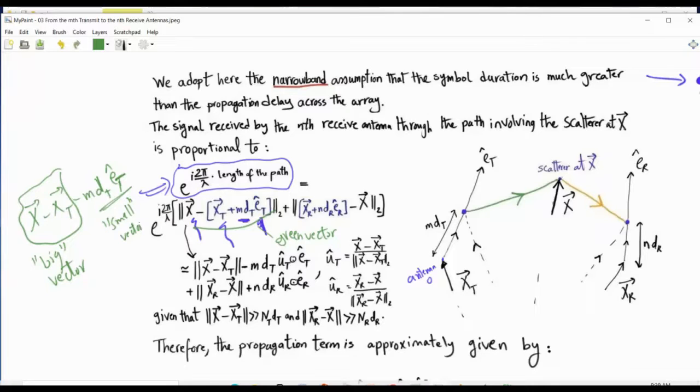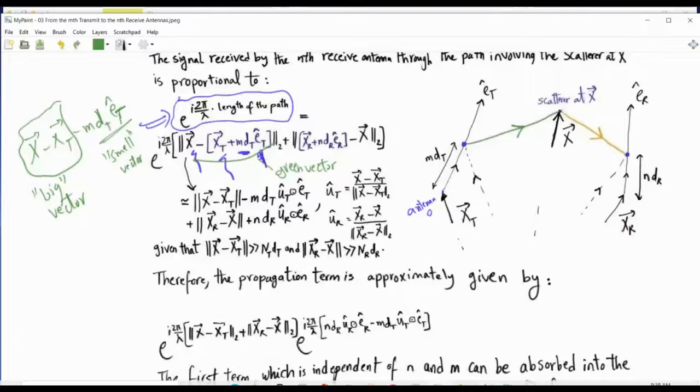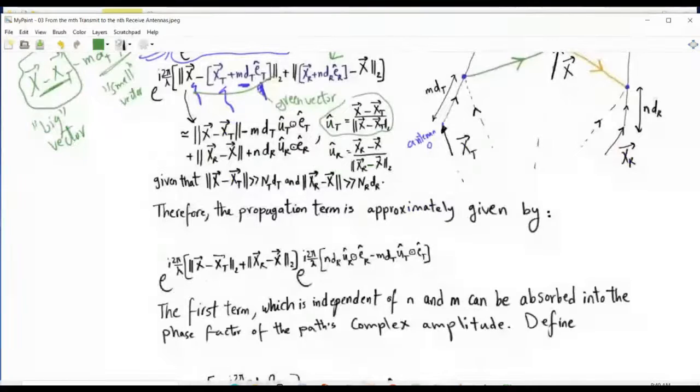And so we can apply our approximation, which tells you that the L2 norm can be written as the L2 norm of the big guy plus a unit vector in the direction of the big guy, so it will be the vector x minus x_T divided by its L2 norm, and then dotted with the small guy, n d_T e_T. And you will do the same for the second vector. So you get this thing here.